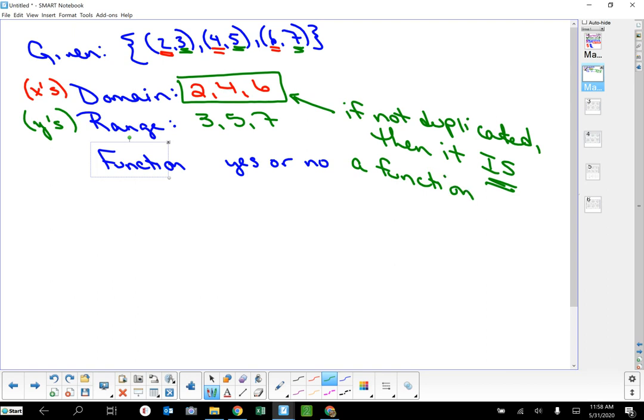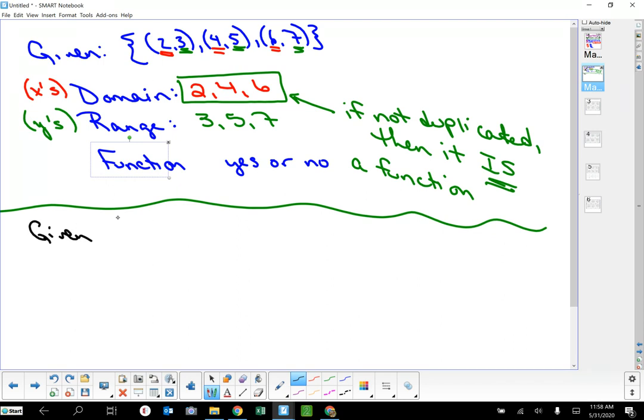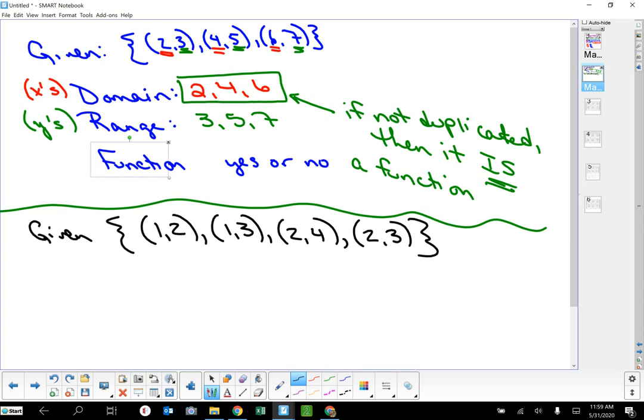Okay. If it is duplicated, let me give you an example. Let's say you're given 1, 2, 1, 3, 2, 4, and I'll go and put 2, 3 in here. Okay, when you write your domain and range, you are not going to duplicate anything.